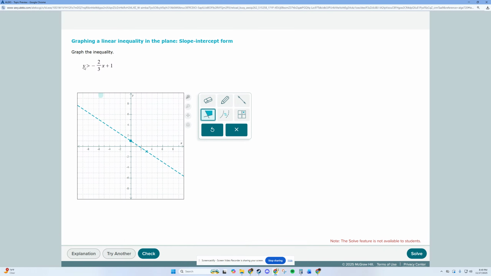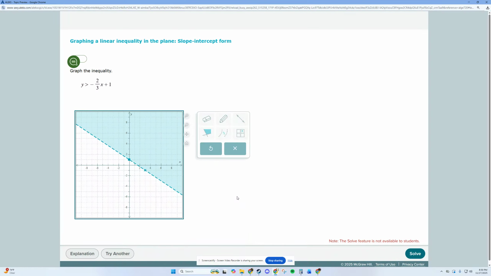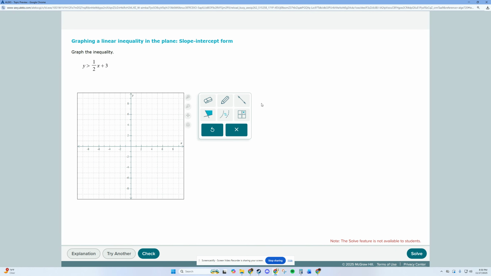And I want to shade things that are above. So up here. Check that. Bang. Correct. Let's try another one. Actually, no. Let's go to 3. That's my first point. Follow the slope. Up 1 over 2. Got it.